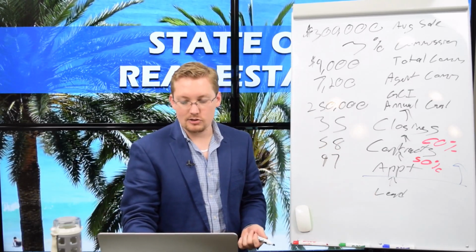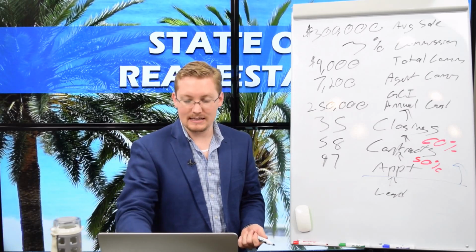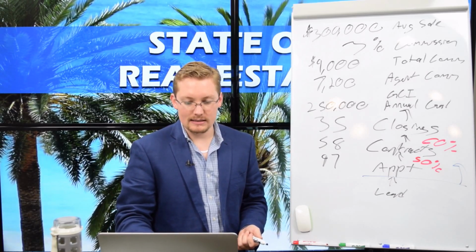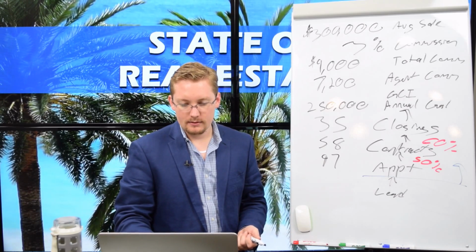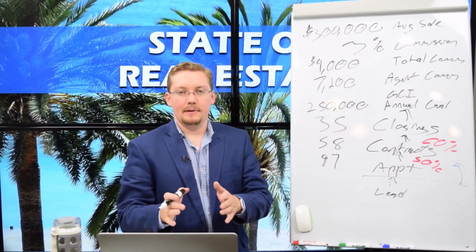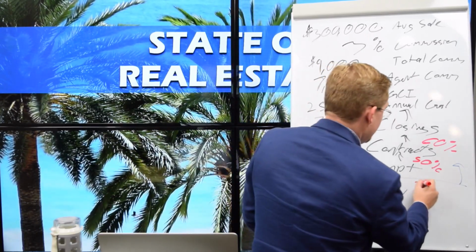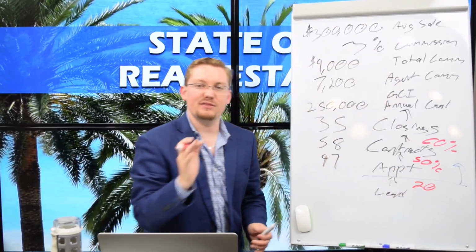And in this calculator, it's 25%. We're not going to go up in this case. Let's actually go down. Let's say that 20% of our leads end up resulting in an appointment. So if we're using a 20% ratio here, only 20%, 1 in every 5 leads.